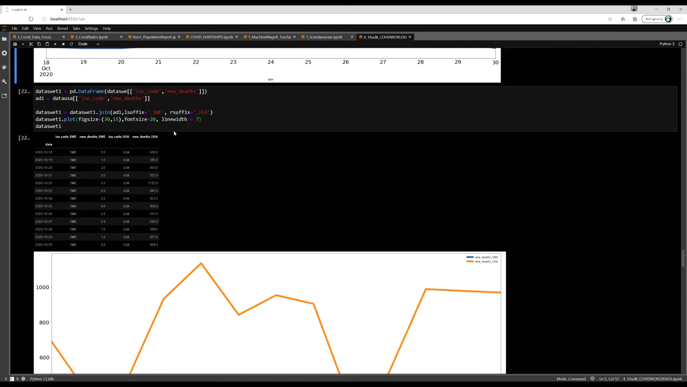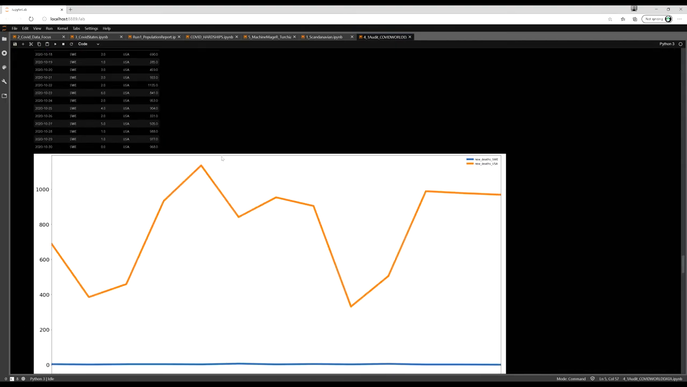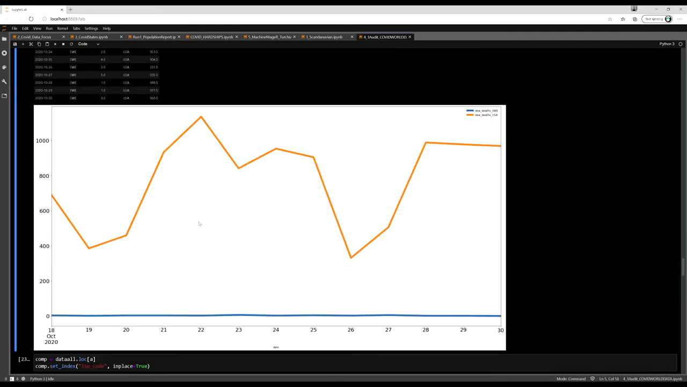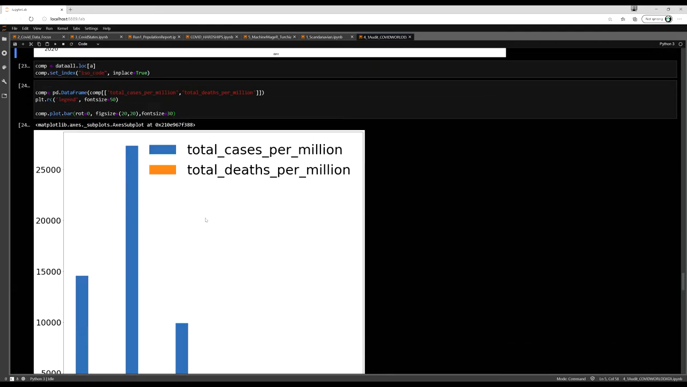This is, again, new deaths. So overall, Sweden looks like they had one death. Bad day on the 27th. No deaths on the 30th. Compare it to the United States at 968. To proceed, keep going forward.